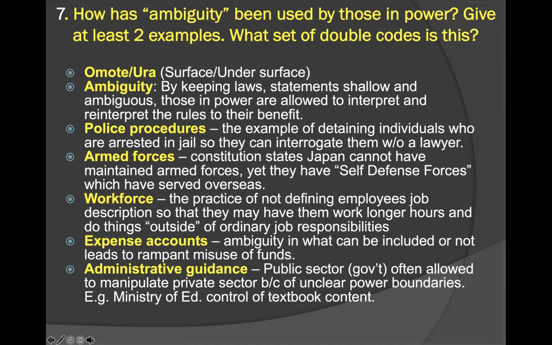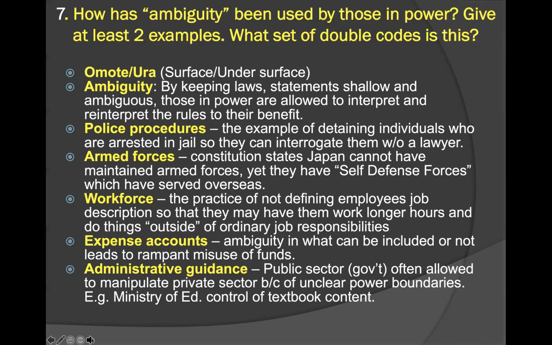And in the workforce, for example, there is ambiguity like not defining employee job descriptions so that you can have them work longer hours and do things outside of ordinary job responsibilities. Then there's the case of expense accounts, where if you are vague about what can and cannot be included, this leads to rampant misuse of funds and people can use them any way they want.